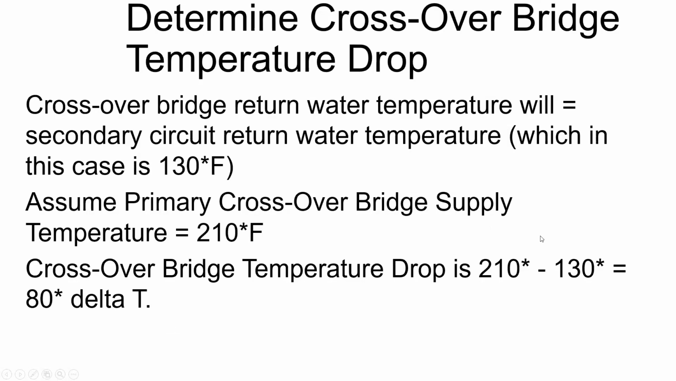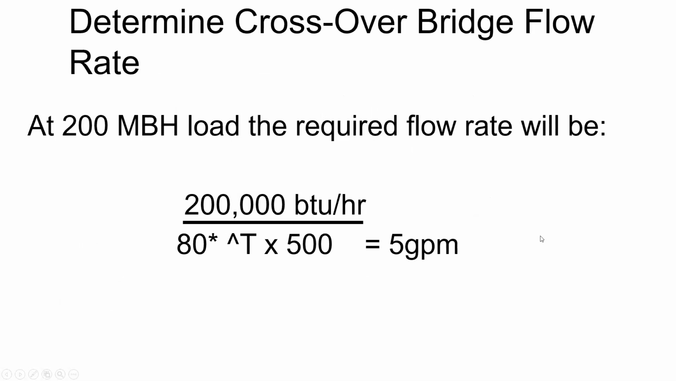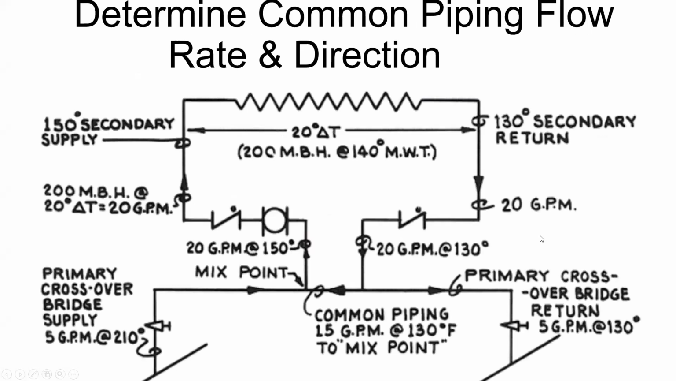Well, if I know it's coming back at 130, I have a supply. There's my delta T, 80. So let's take the load. Take the wheel, scale 1, 200 MBH, opposite 80-degree delta T, small white window, GPM. Or take my calculator, 200,000 divided by 80 times 5, GPM. So I need 5 gallons a minute of 210, even though I'm pumping 20.